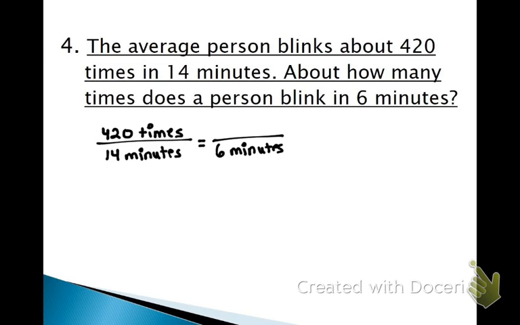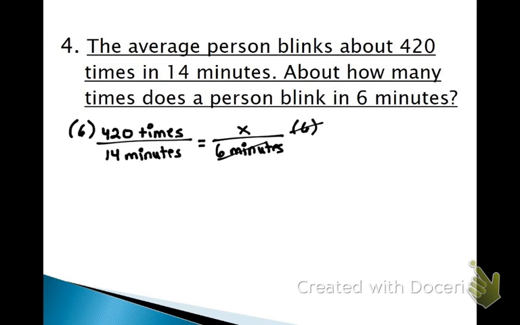What variable should I put up on top? X. Okay, we'll use x. It does not matter to me which one you use. But now I want you to find out: 420 times is to 14 minutes as x is to 6 minutes. What do I have to do to get x by itself? Multiply by 6 on both sides. That's going to cancel out right there. I'm going to multiply by 6 over here.